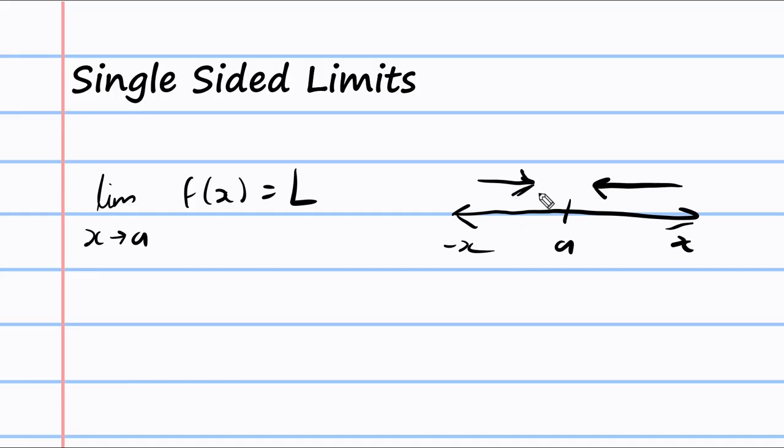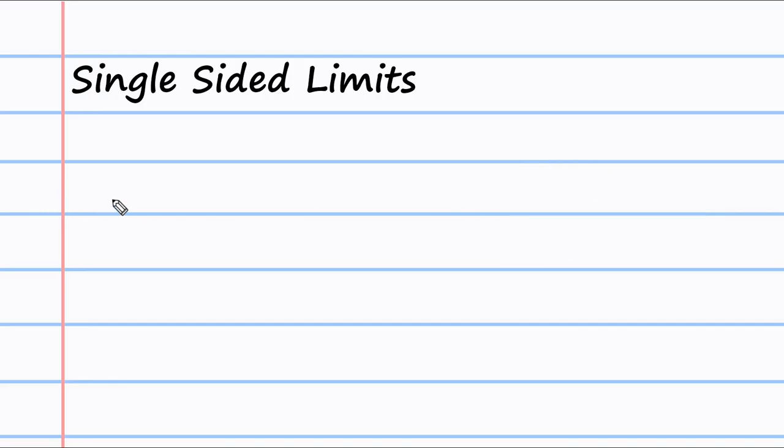But what if we only wanted to isolate one of the sides? What if we wanted to know what f of x approaches from the right-hand side, completely excluding the left-hand side, or the other way around? How would we do that? Well, these limits are called single-sided limits. How would you notate that? If you wanted the limit as x approaches a from the left-hand side, we would write a negative here of f of x equals L.